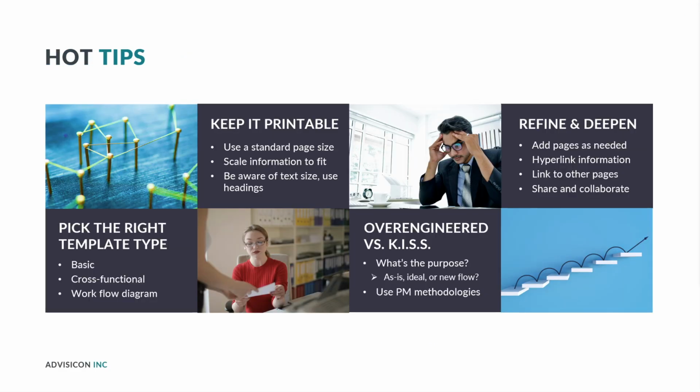My last point is to refine and deepen your flowchart. Share it with stakeholders and your team to get their input and feedback. That helps you to ensure accuracy or the feasibility of your plan. If you don't have enough room on one page, add pages as needed to house sub-processes. You can then link them to those in the chart for easy navigation on a device. And if you have supporting documents, you can always hyperlink shapes to URLs.